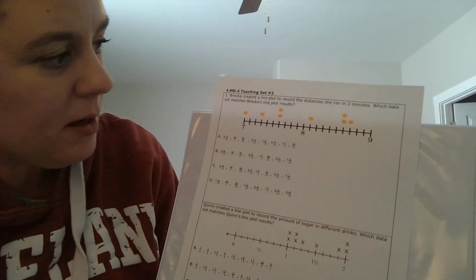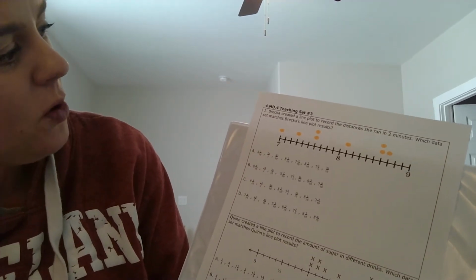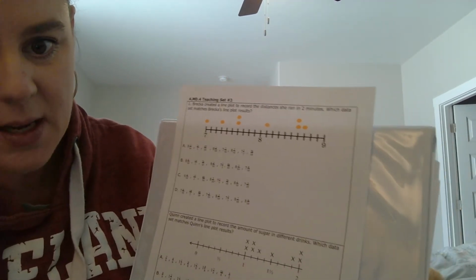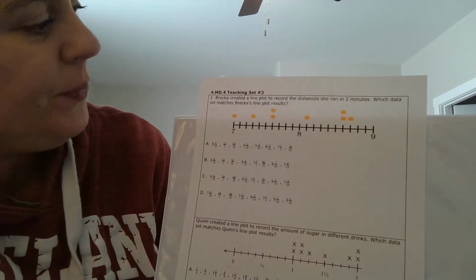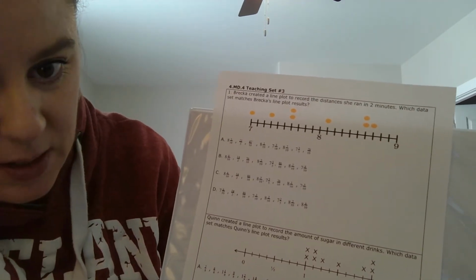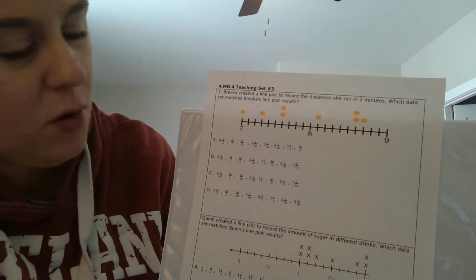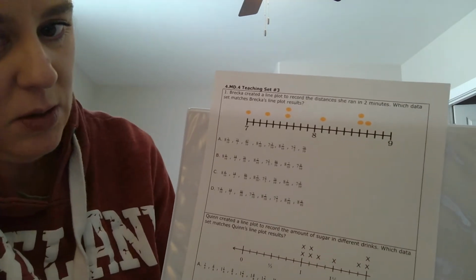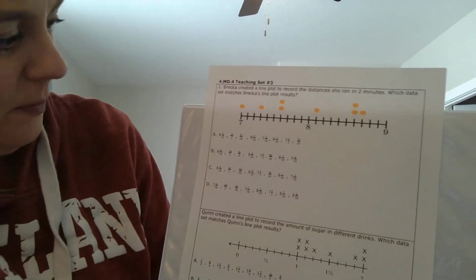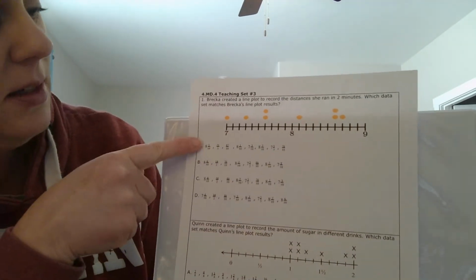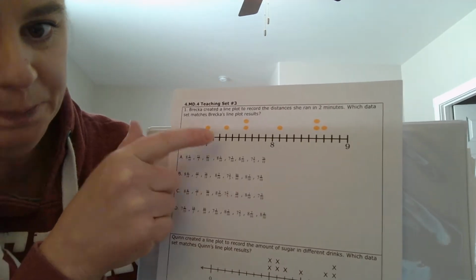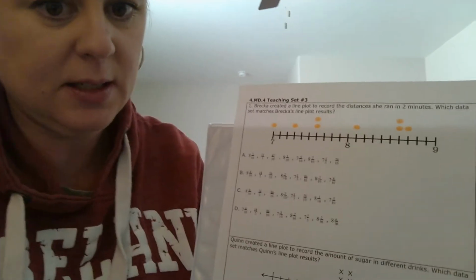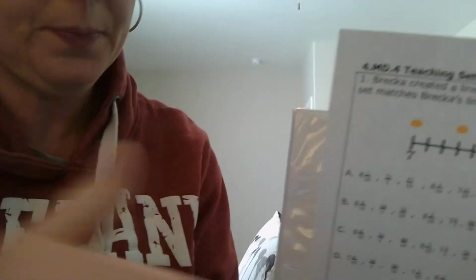Anyway, we are on MD4 teaching set number 3, and today it's going to be a really quick video. The plots are given and choices. There's 4 choices for you to choose from. So we just have to decide which of these sets of fractions matches what we have on our number line. So let's go ahead and get started with that. I'll get a little bit closer here so you can see.